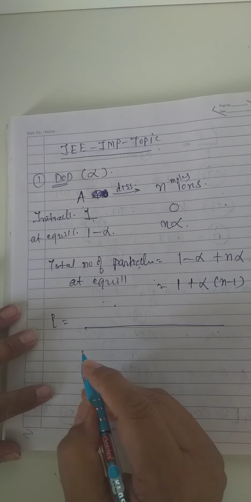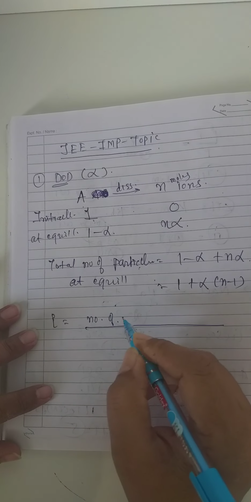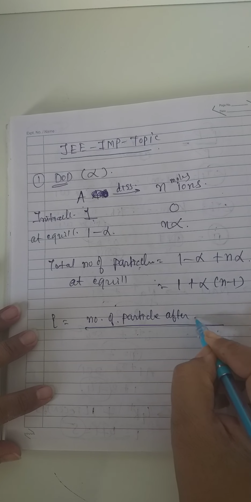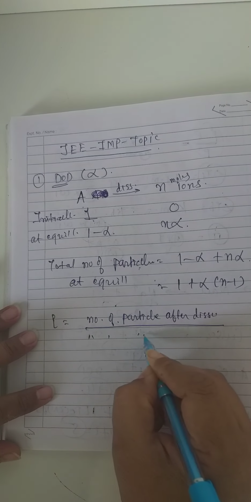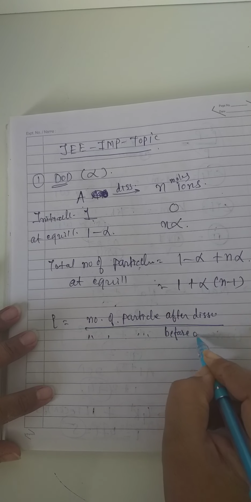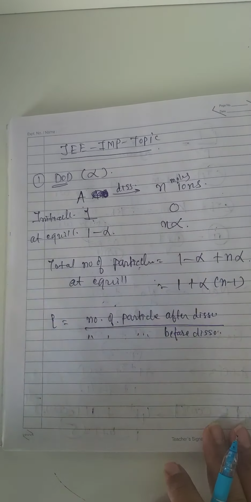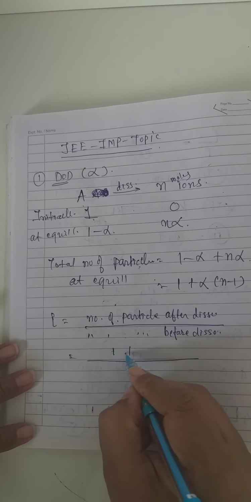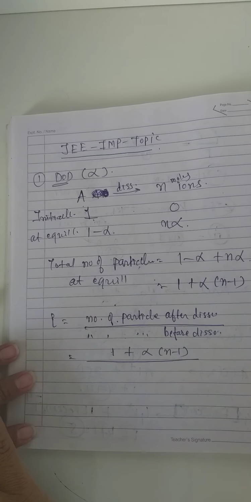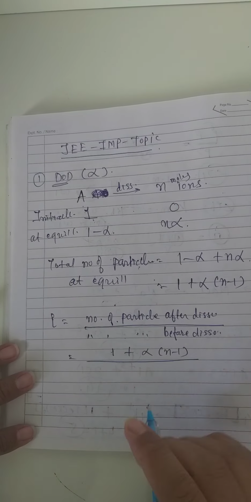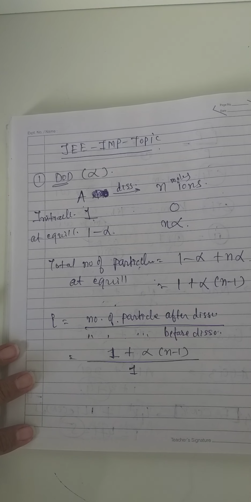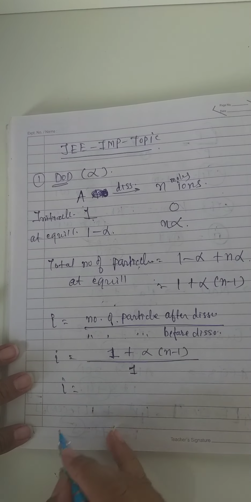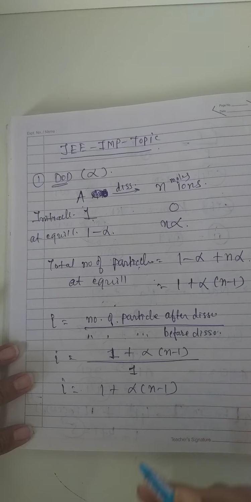of i, given by van't Hoff, another formula you should remember: i is the number of particles after dissociation over the number of particles before dissociation. The number of particles after dissociation is 1 plus alpha into n minus 1, and the number of particles before dissociation is 1. So i is equal to 1 plus alpha into n minus 1.